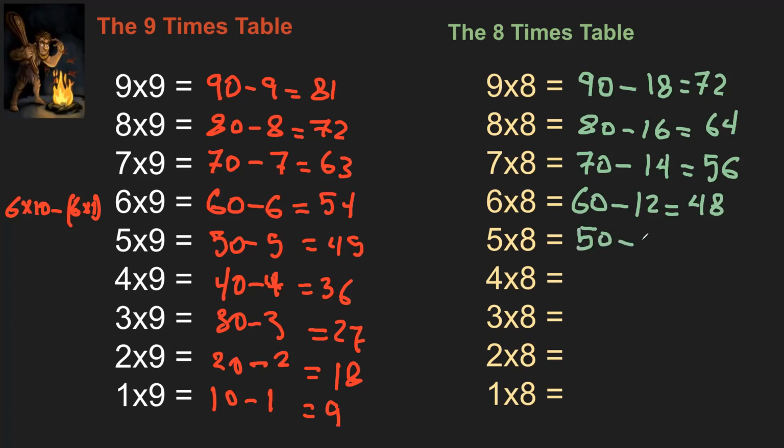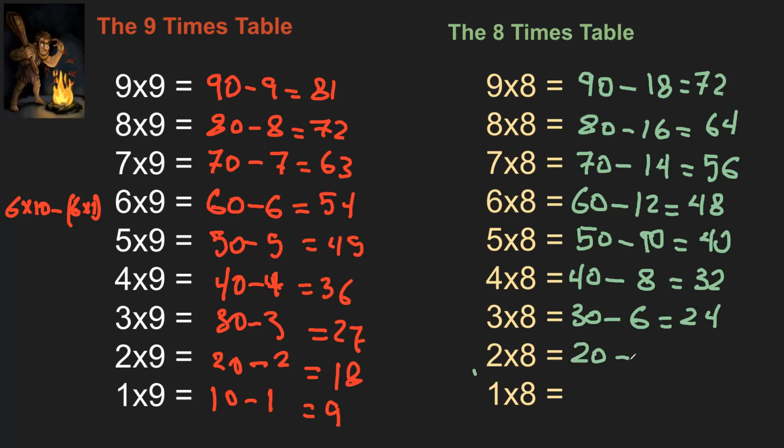50, take away double the 5, which is 10. That would be 40. Take away double the 4, which is 8, gives you 32. And 3, that's going to be 30. Take away double the 3, take away 6. That will give you 24. And then multiply the 2 by 10, that's 20. Take away double the 2, which is 4. It gives you 16. And 1 multiplied by 10, you get 10. Take away double the 1 is 2, and that will give you 8. And that's it for the number 8.